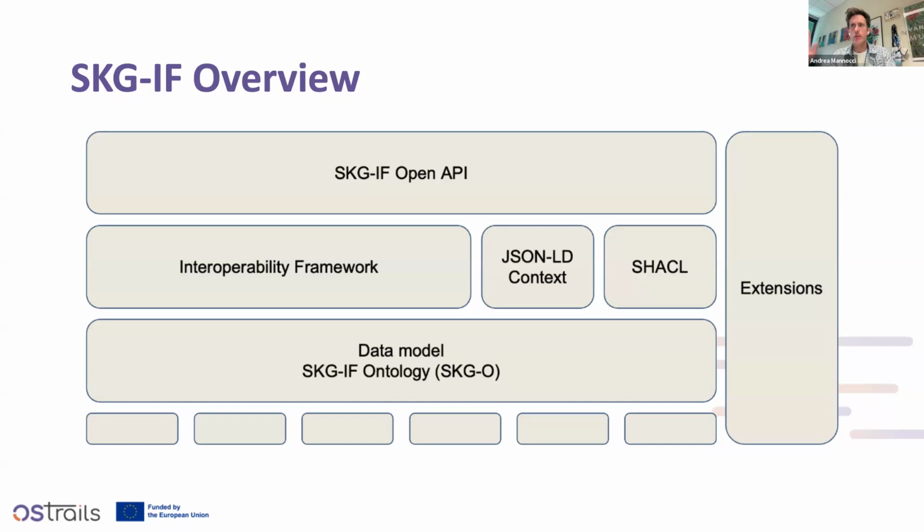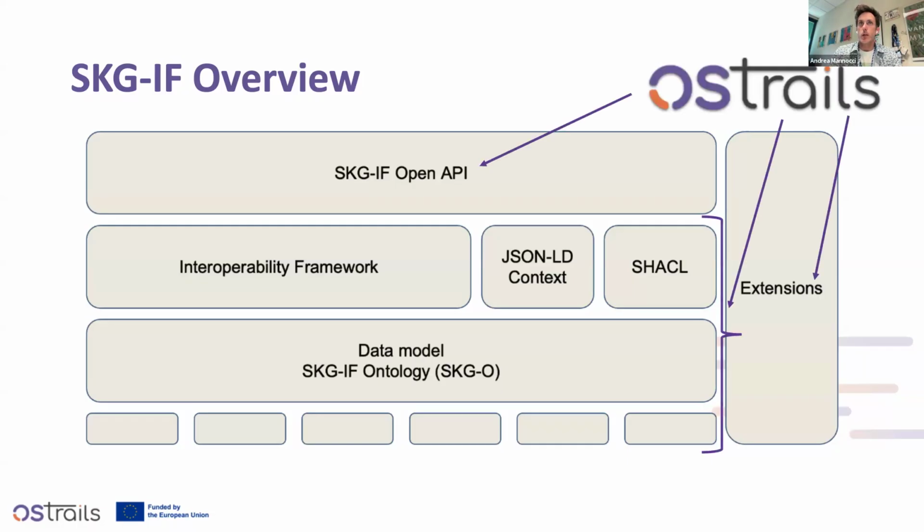And everything is flanked by extensions. Extensions can extend the core of the SKG-IF, which is everything I was discussing before, and inject new ways to adapt the framework to particular needs. We will see that later. Australians contributed directly to the creation of the OpenAPI specifications, and both things are still ongoing with the extensions as well, and provided feedback into the discussion about the data model, so in terms of properties about the core entities and similar aspects.